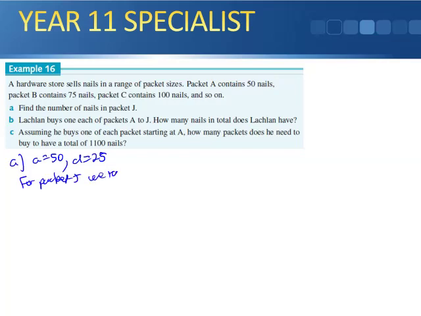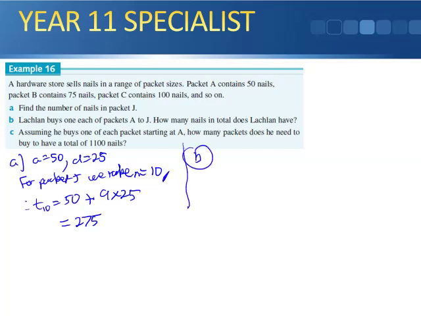we can take n equals 10. Therefore, T of 10 equals 50 plus 9 times 25, which when we work out is 275. So packet J will contain 275 nails. Because remember, you've got to go A, B, C, D, J is the 10th one. That's what we got, n equal to 10.